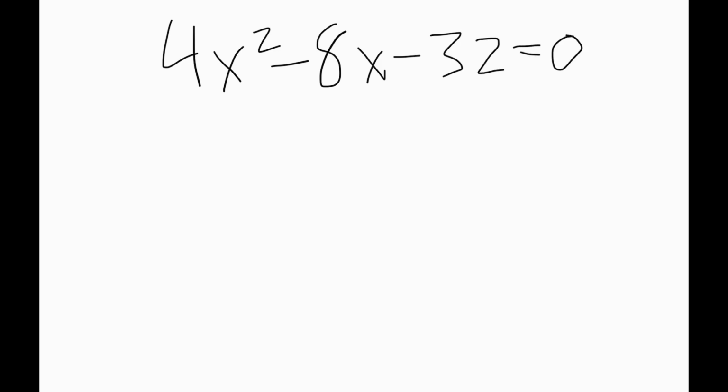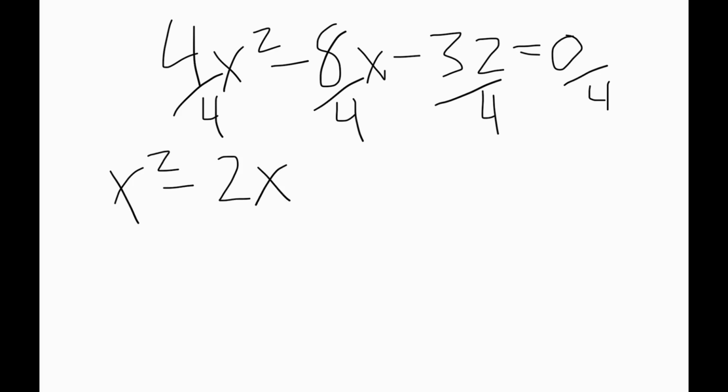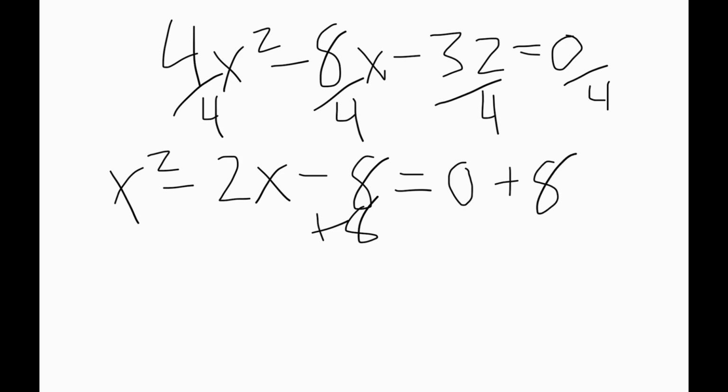First of all, we divide the entire equation by the a value, which in this case is 4. After we divide the entire equation by 4, it should look somewhat like this. And now for our second step, we add 8 to both sides of the equation, which gives us a result of this.